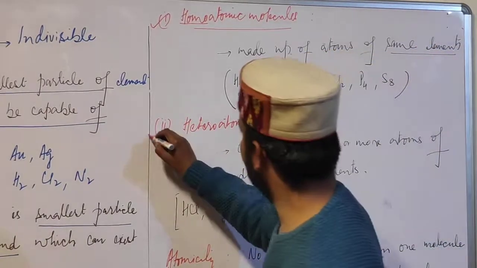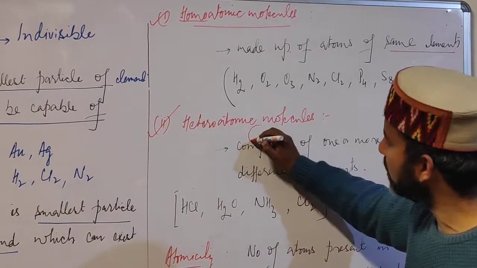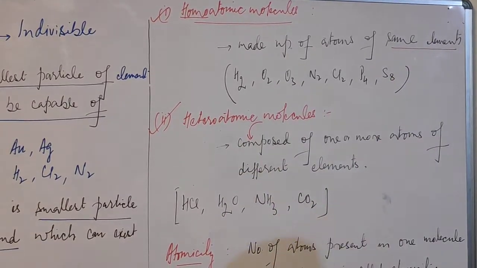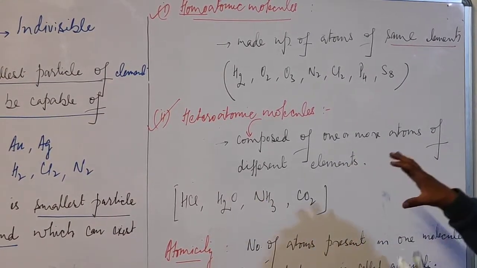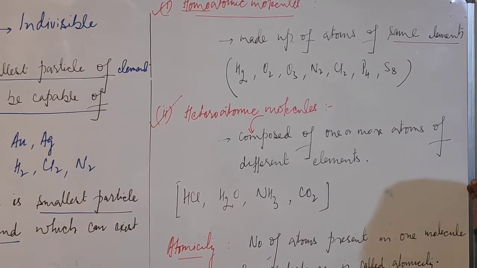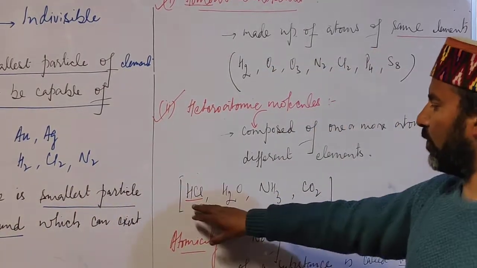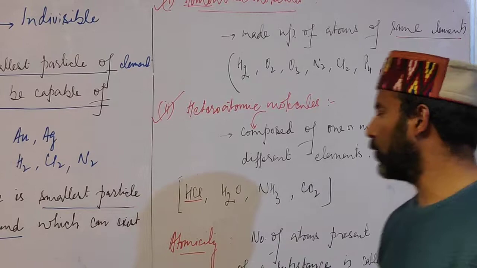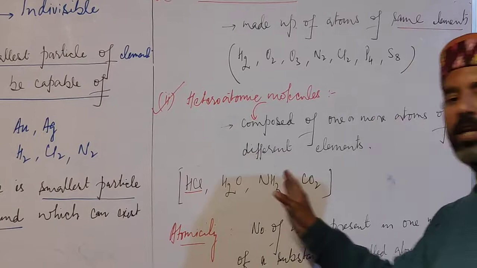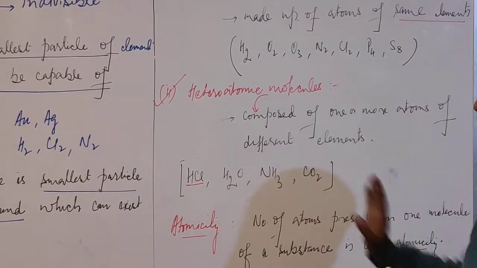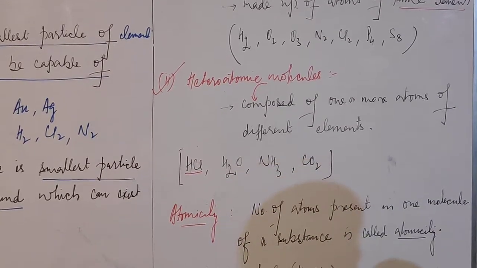Now the second type of molecules are called heteroatomic, and hetero means different. So these molecules are composed of one or more atoms of different elements. Like we have an HCl molecule which is made up of atoms of 2 elements, hydrogen and chlorine. We have water which is made up of atoms of 2 different elements, hydrogen and oxygen. We have ammonia which is made up of nitrogen and hydrogen. We have carbon dioxide which is made up of atoms of different elements, carbon and oxygen.